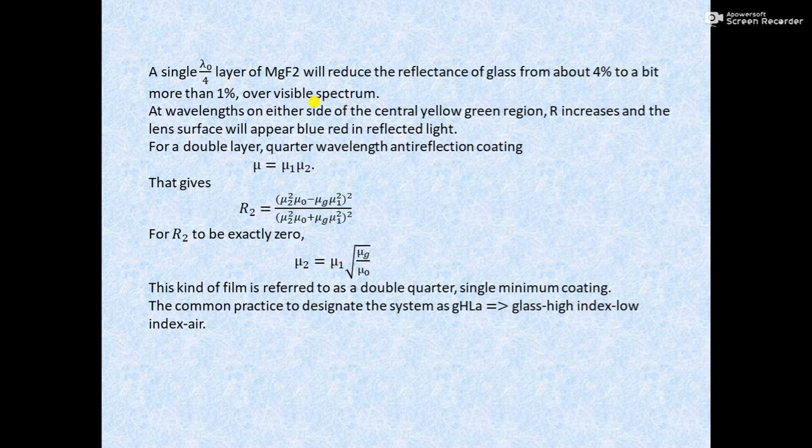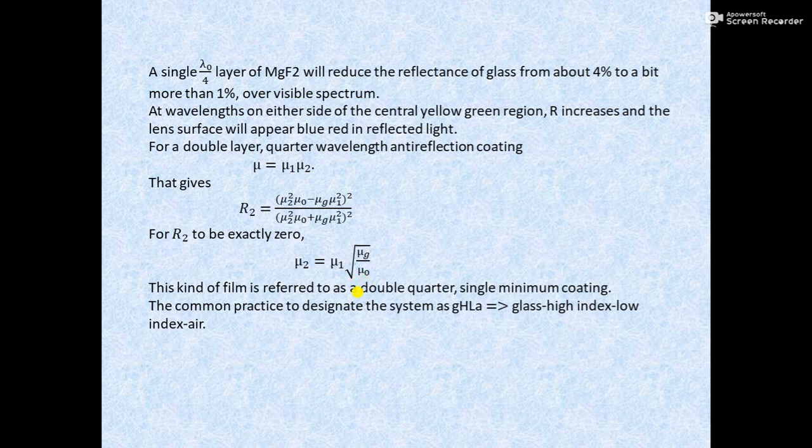For a double layer quarter wavelength anti-reflection coating, mu naught should be equal to mu 1 mu 2. That gives a value of R2, the reflectivity, as mu 2 square mu naught minus mu g mu 1 square by mu 2 square mu naught plus mu g mu 1 square, whole square. For R2 to be exactly 0, we get the condition mu 2 is equal to mu 1 root over of mu g by mu naught. This kind of film is referred to as a double quarter wave minimum coating.